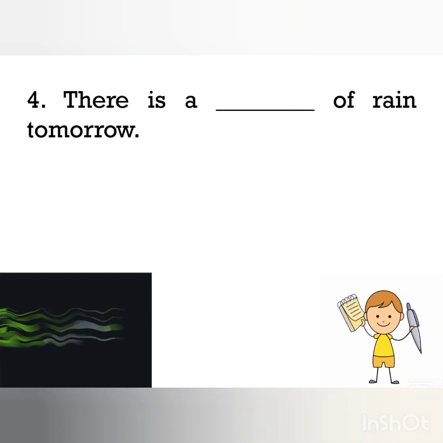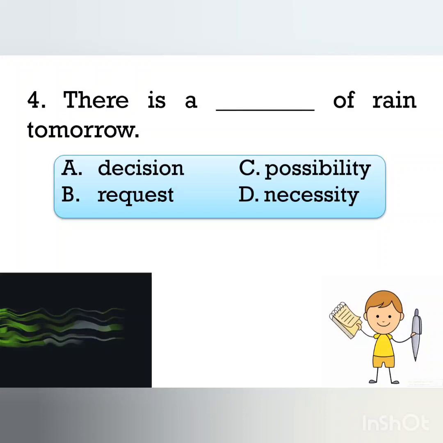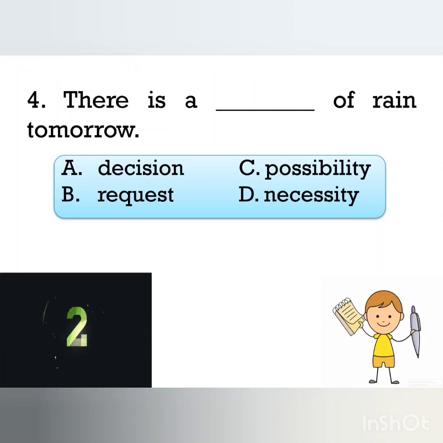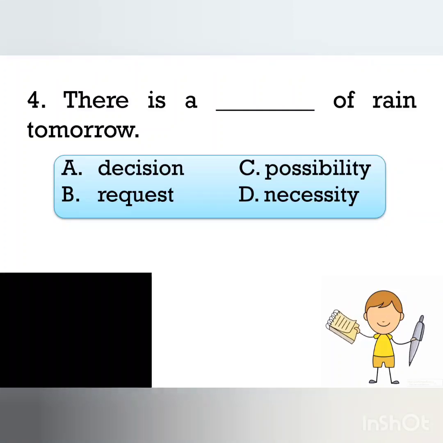Number 4. There is a blank of rain tomorrow. Letter A, decision. Letter B, request. Letter C, possibility. Letter D, necessity. The correct answer is letter C, possibility. There is a possibility of rain tomorrow.